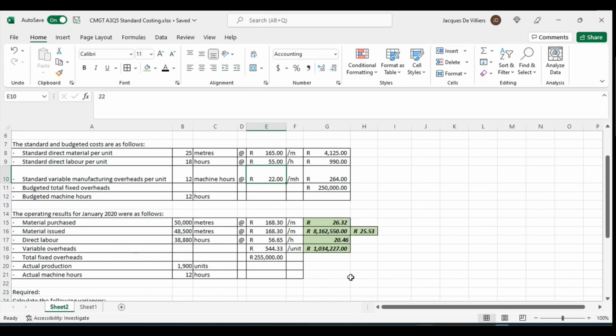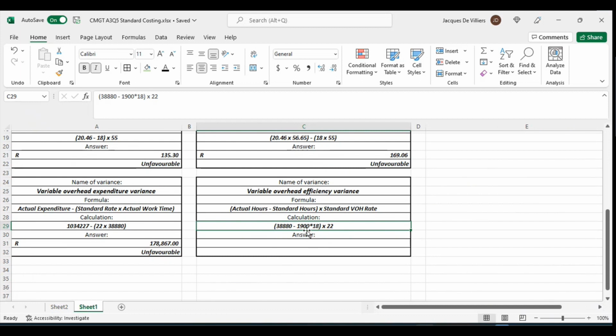Now, where did I get that? Okay, that's my standard direct labor per hour, but there's a mistake here. My standard variable manufacturing overhead per unit is 12. It's not 18. This is the one that I must be using. That was just a slip of the finger. That should definitely not be 18. It should be 12. Okay, and then when I calculate it, I must fix it as well.